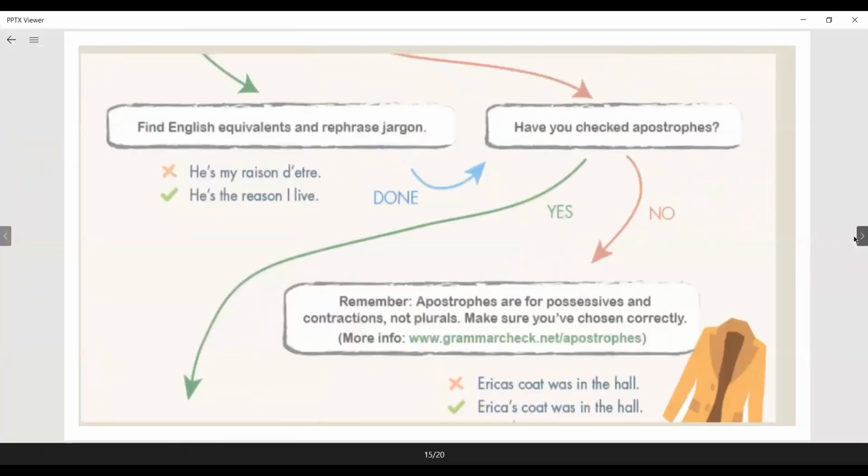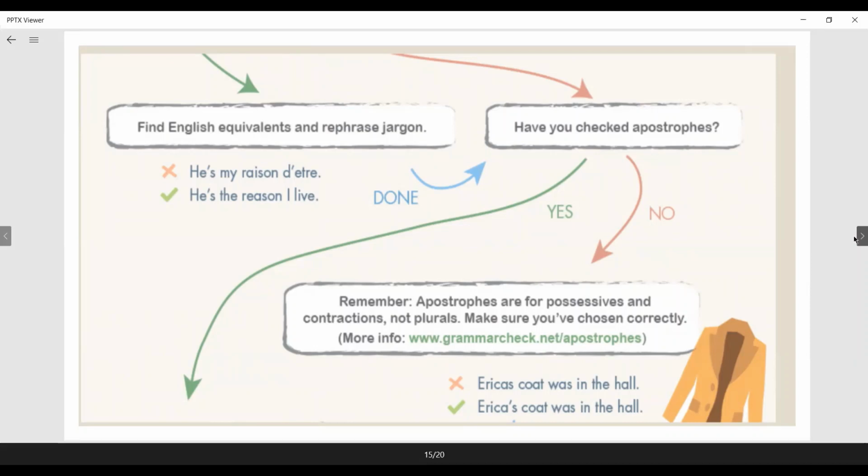Find English equivalents and rephrase jargon. He's my reason, and he's the reason I live. Okay, so apostrophes are for possessives and contractions, not plurals. Make sure you have chosen correctly. And like Erica's quote was in the hall. If you are using the apostrophe, that will make it right.